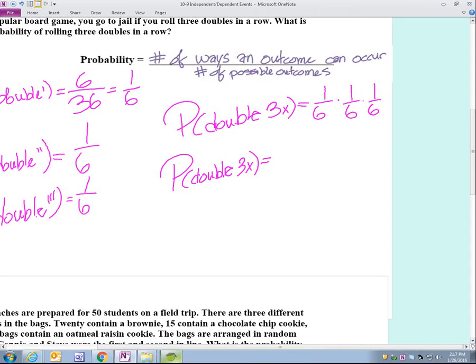Yep. So it's 1 over 216. So the probability of getting a double 3 times is 1 in 216. And there's a lot of writing here, so I'm going to go ahead and circle that so Mr. Smith knows exactly what I was trying to answer.